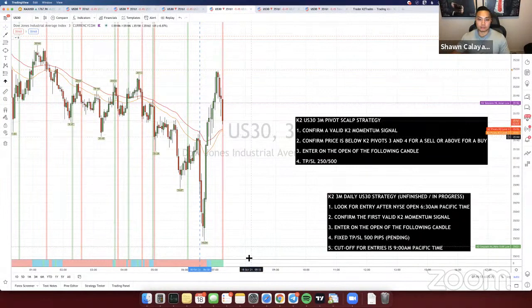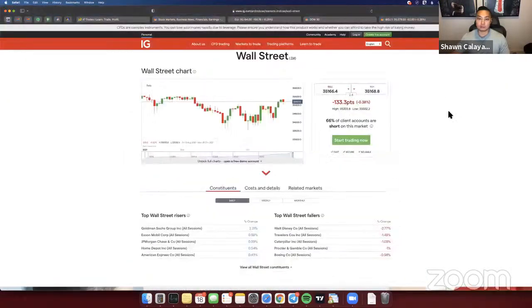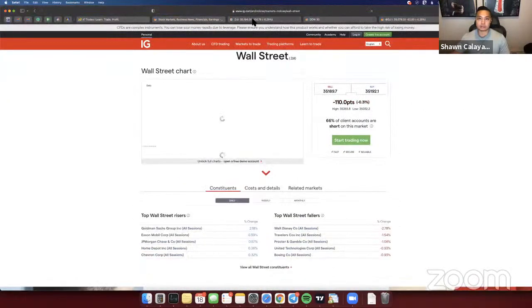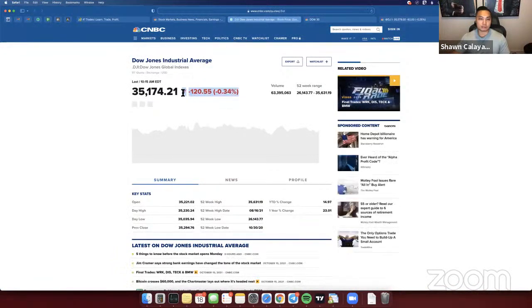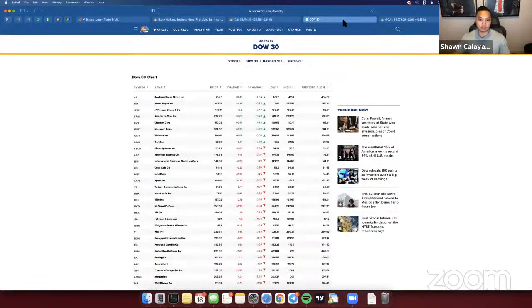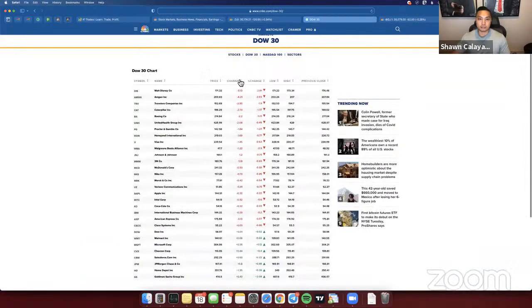Let's see if this closes here. So if this closes right here, price might start to drop a little bit. Let me refresh this. Currently 66% short. Looking at the fundamentals, it's now red again. So this is why I haven't taken any buys yet, because the fundamentals are still red. Clicking over here, let me refresh this. Yeah, the index is still pretty red.